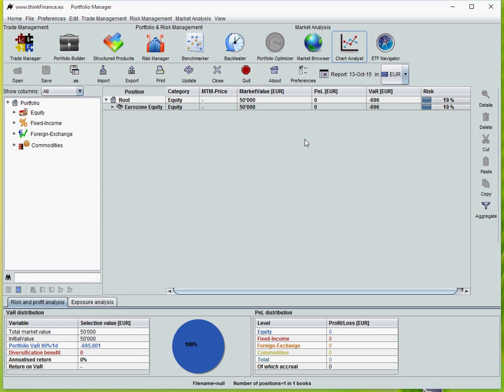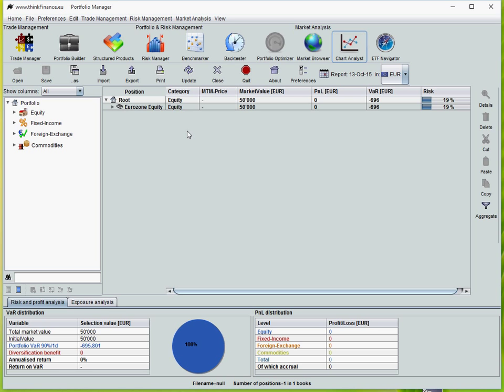Hello everyone. I would like to give you a brief introduction to the Think Finance Portfolio Manager, which is a toolbox for prototyping, analyzing and optimizing investment ideas. Now, the easiest way to give you an introduction is to guide you through an example.